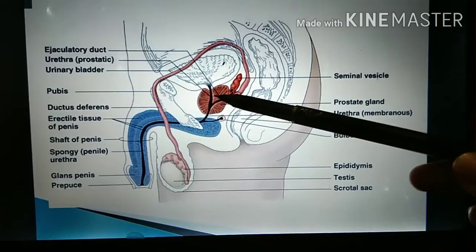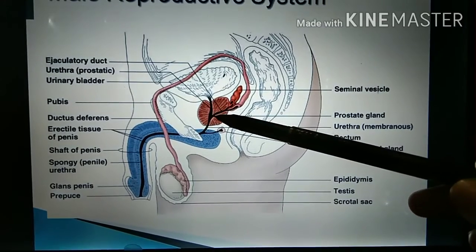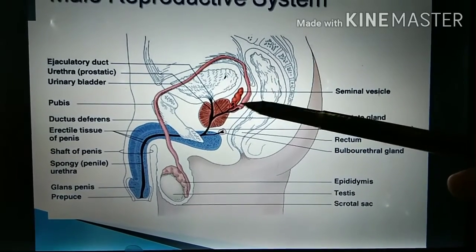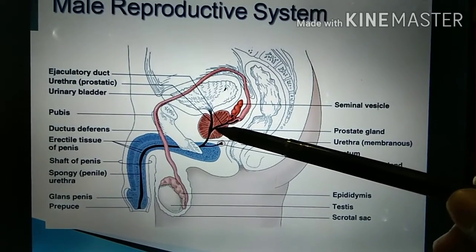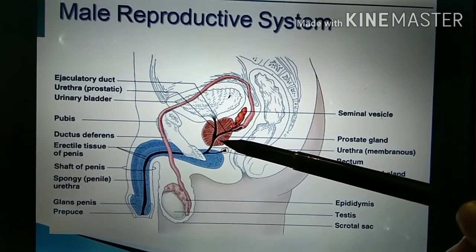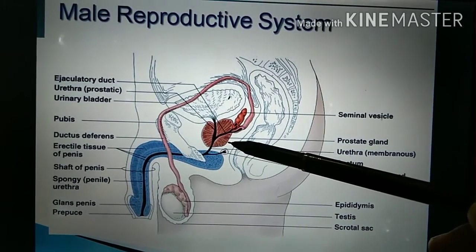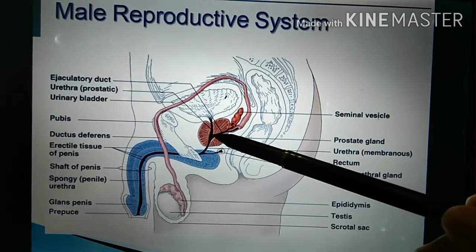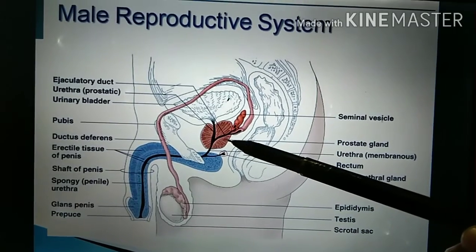The next part is what we call the urethra. The urethra is the tube that carries urine from the bladder. In males, it has the additional function of ejaculating semen when the man reaches orgasm. When the penis is erect during sex, the flow of urine is blocked from the urethra, and the only thing allowed to pass through is the semen.